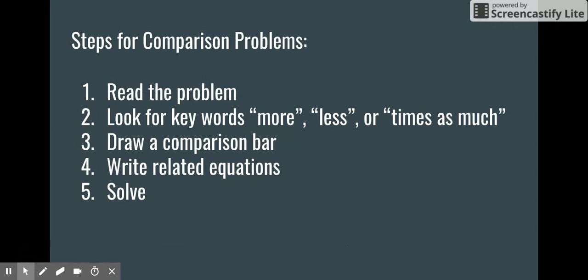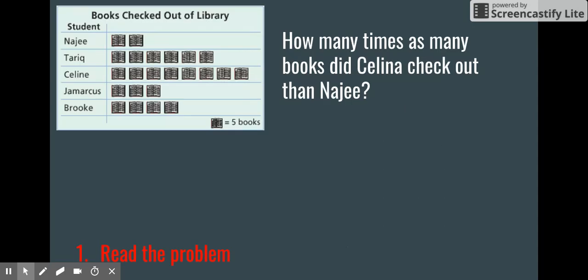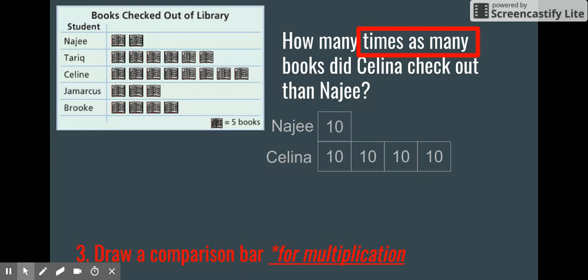Let's do a multiplication problem. The steps are the same. Read the problem, look for keywords, draw a comparison bar, write related equations, then solve the best equation. Here's our chart again, and our question is, how many times as many books did Selena check out than Naji? Times as many is our keyword. That tells me it's going to be a multiplication comparison problem. So I'm going to draw my comparison bar for multiplication.